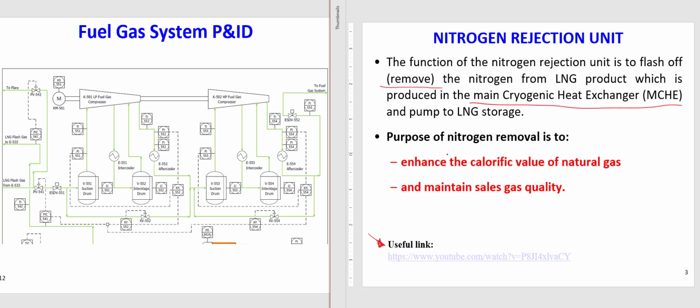So the purpose is to remove nitrogen from LNG before we sell it. In this way, we can enhance the calorific value of the natural gas. Less nitrogen in LNG means the natural gas has a higher caloric value, heat value, and also maintains sales gas quality. This is a quality that the customer is asking for. The customer is asking for less than a certain amount of nitrogen, so we have to meet those qualifications.